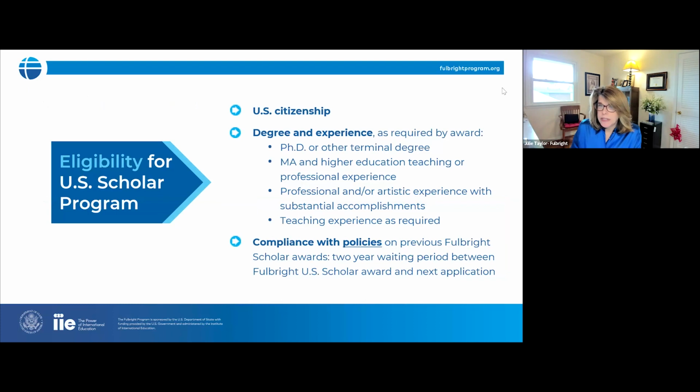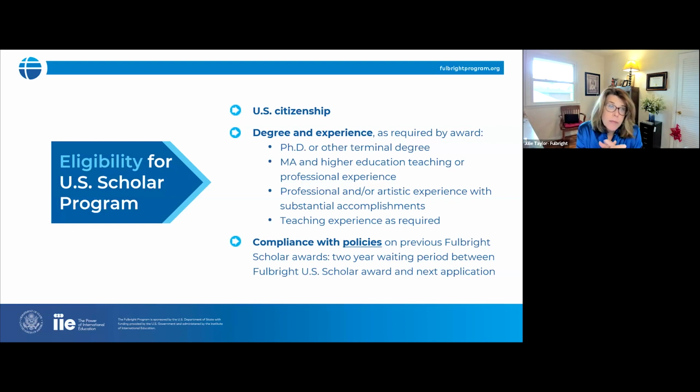In terms of eligibility, the main thing is that you need to be a US citizen at the time of application. Beyond that, a lot of it really depends on the awards. On some of the awards, you can't apply if you're a dual citizen or a permanent resident of the country that you're going to, or have been to the country within the last year. If you've lived there for 6 months, it just depends. You have to read each one of these awards to find out.